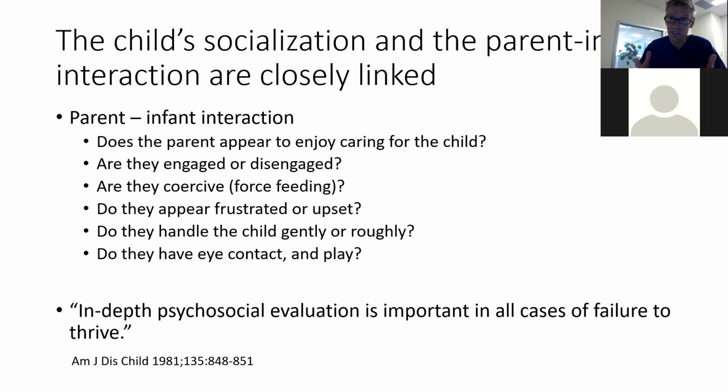Do they seem upset or frustrated, the parents? Do they handle the child gently or roughly? And do they make eye contact and play with the child, or are they just too distracted or busy or upset to do that? One shouldn't make judgments about parents, but it's important to make observations about the quality of the parenting and the social interaction, because that will often be a factor in children who are failing to thrive. And I think it's something we often don't do as much. We consider only the physical aspects of severe malnutrition, but in any case of failure to thrive, an in-depth psychosocial evaluation is necessary, I think.